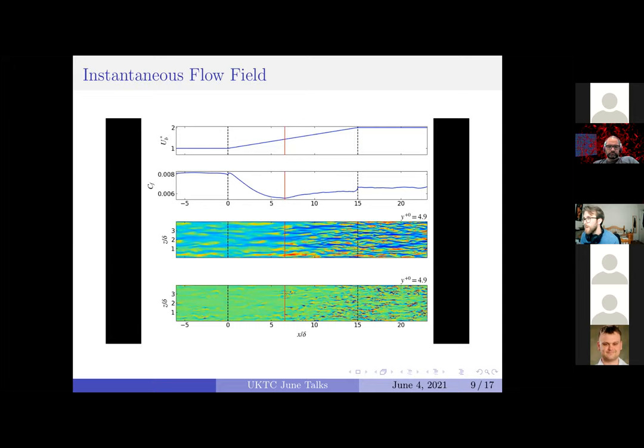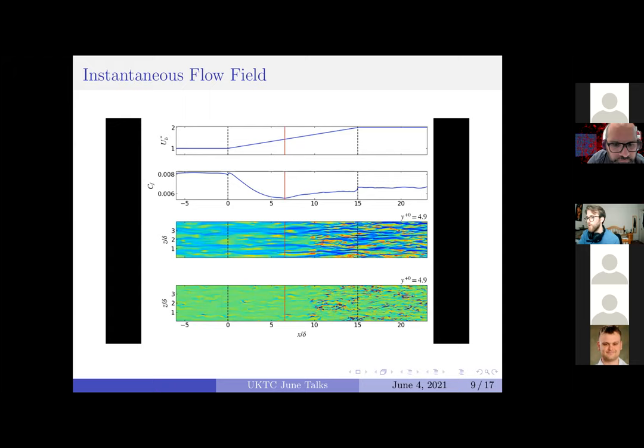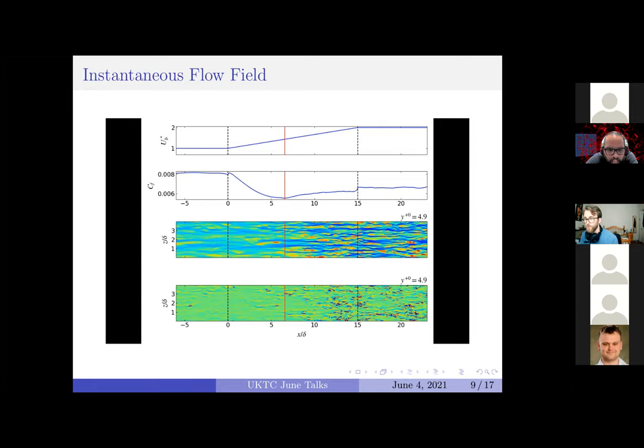If we look at the skin friction coefficient below that, we can see in that initial stage, before that red line, the skin friction coefficient dropping to a minimum. The red line here, and also the vertical lines on the subsequent plots, represent that minimum in the skin friction coefficient. And then at this point, the skin friction coefficient begins to recover to its steady state balance.